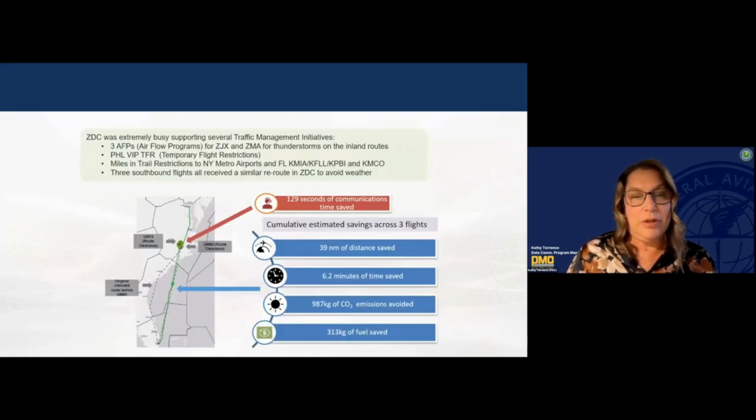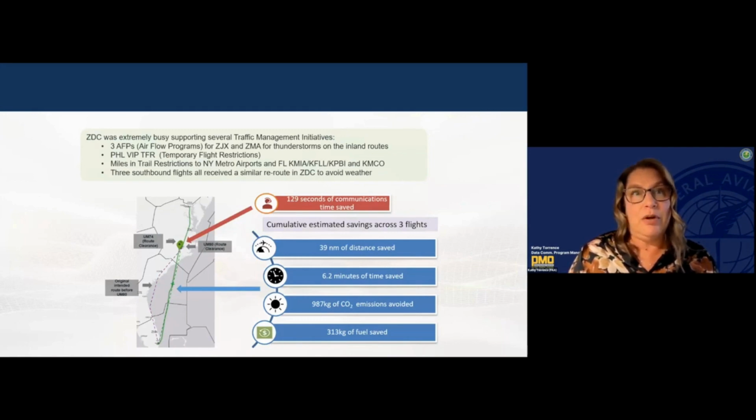So my last example I want to talk about, and Anna actually had a much better graphic. I wish I would have had something quite as good, but this is just an example of a time when en route CPDLC was able to help one of our centers. In this particular example, ZDC was very busy. There was a lot of weather in the area. They had 3 AFPs, temporary flight restrictions, and miles-in-trail restrictions, and we also had 3 southbound flights who all got a similar reroute in ZDC. For the aircraft that were CPDLC equipped, that alone saved 129 seconds of communication time.